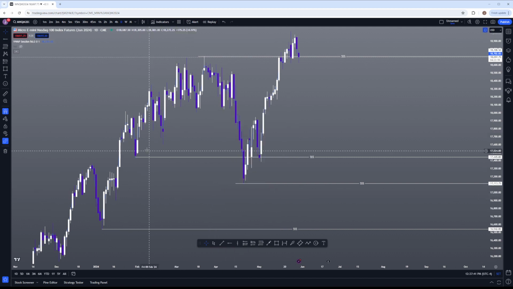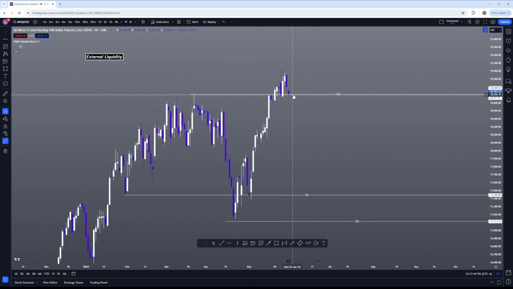Notice how we come down and we sweep that low external. And what do we do after we sweep an external low? We go right back up to our external high. Okay, so the market is always moving to take out external liquidity levels on a higher time frame.